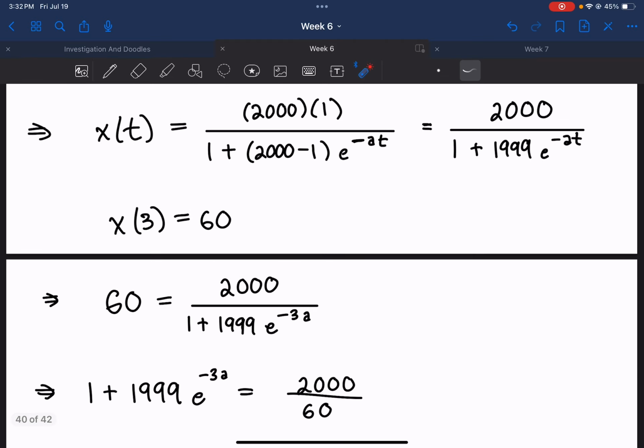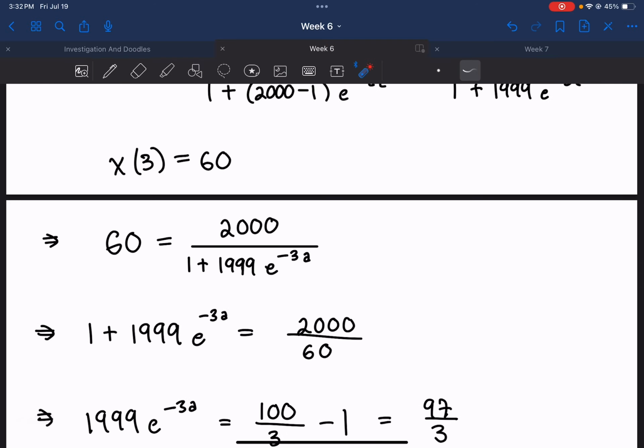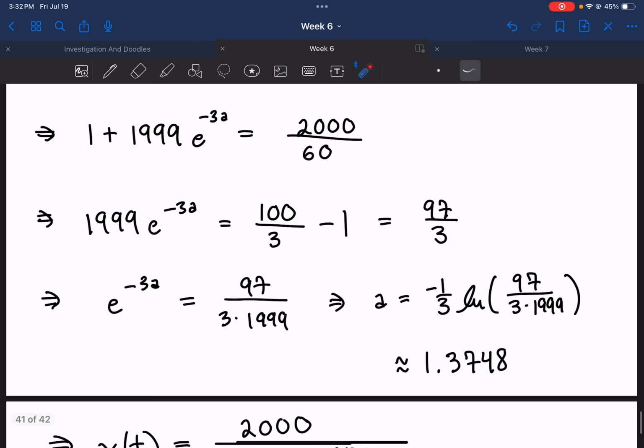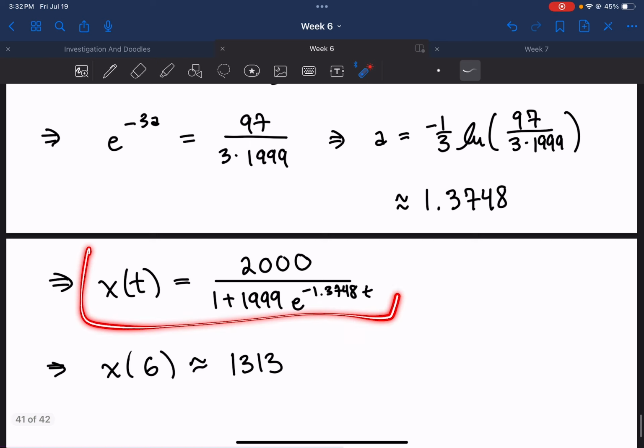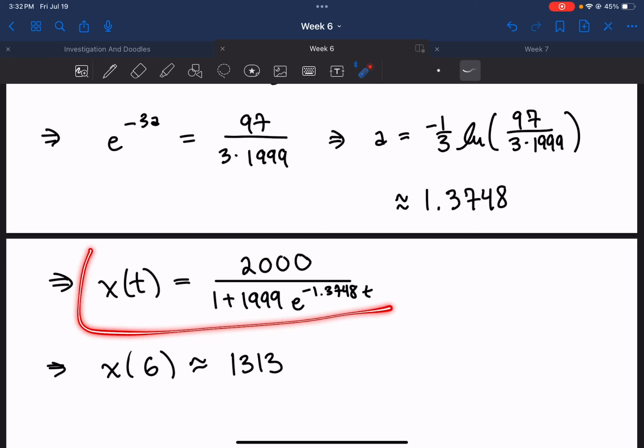So when t equals 3, x equals 60. Solving this for a means a equals 1.3748. So our true function for population dynamics is 2,000 over (1 plus 1999 e to the negative 1.3748t). And after 6 days, there should be about 1,313 infected fish.